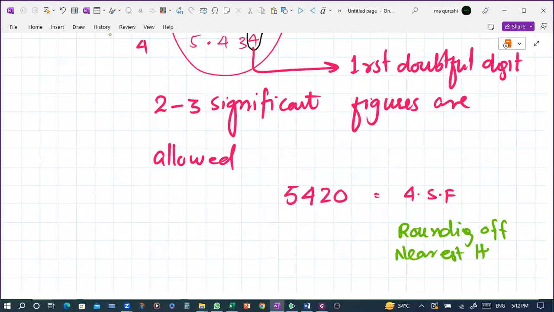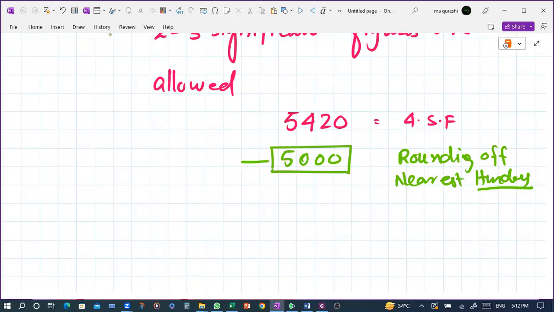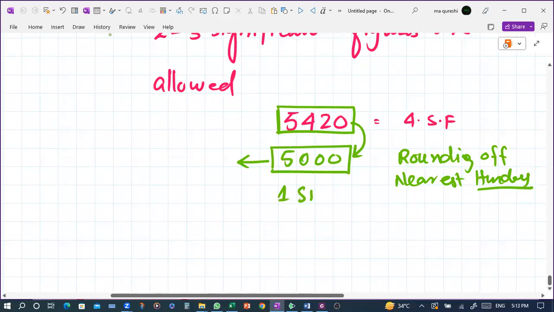So when I'm going to round it off, this would become 5000. Sorry, it is nearest 1000 because it is 5400. So this value is basically rounded off or rounded down, you can say. Then here, if you think that my answer is basically 5000, but my actual answer is 5420, don't worry about that, because this answer has been rounded off to one significant figure.